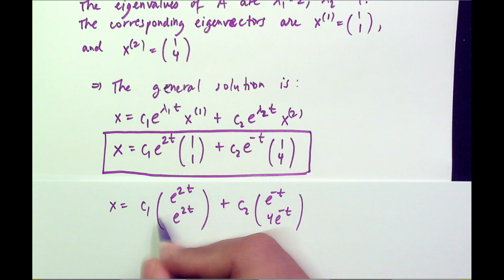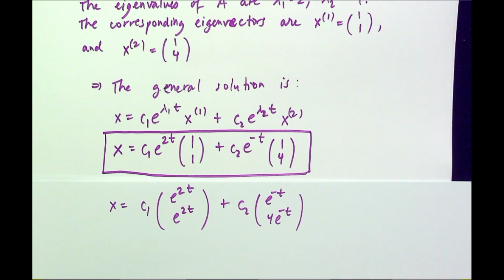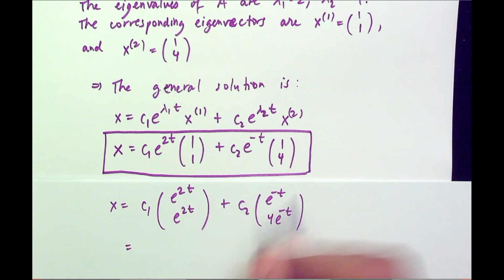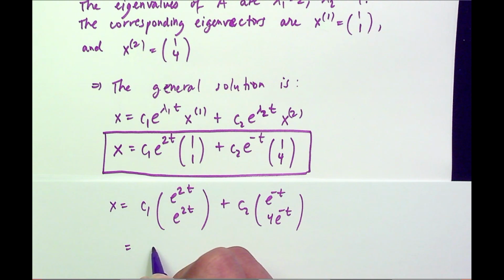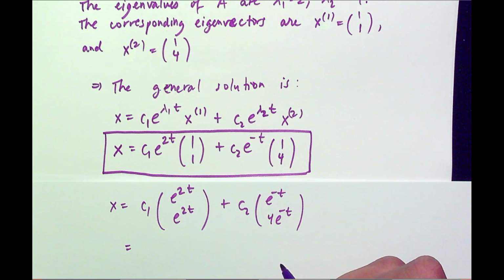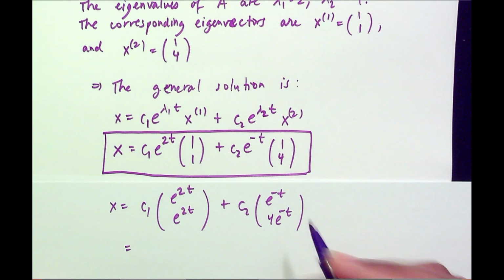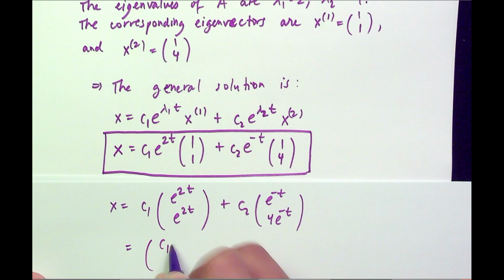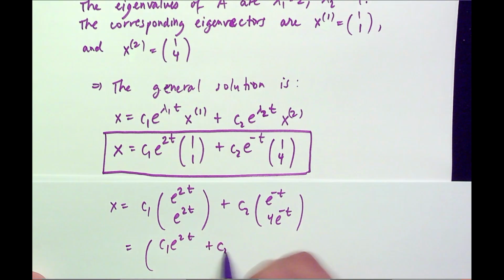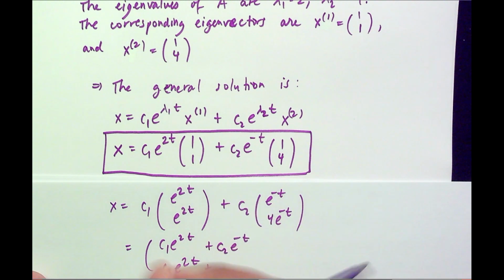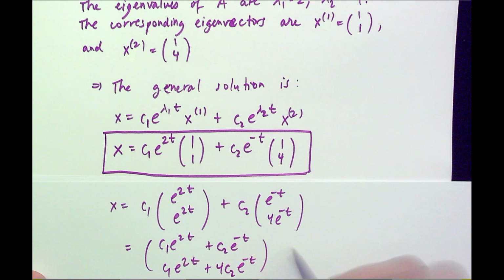Okay, and then we can continue. So this is going to be c1 e to the 2t plus c2 e to the negative t, and then c1 e to the 2t. So I'm just distributing here and then here and then combining. And then this is 4 c2 e to the negative t.